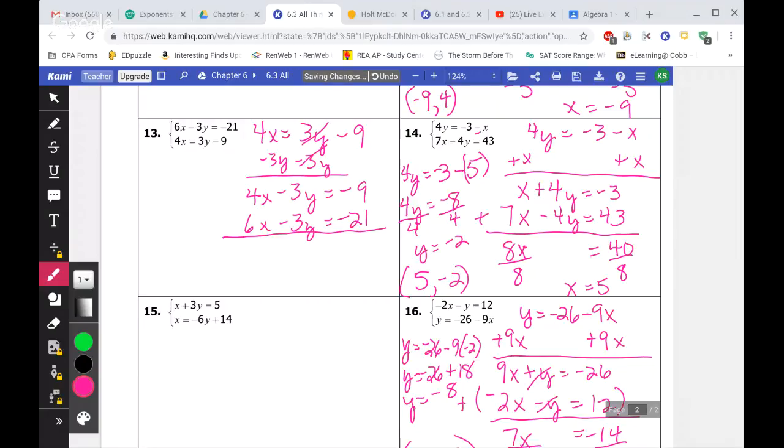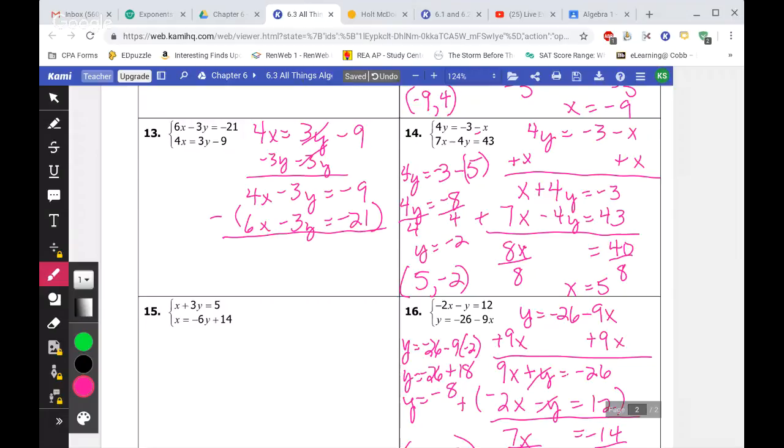Lining up our terms, our x terms, our y terms, and our constants. We want to identify the matching coefficient. So that's going to be the 3 on the y term. Then we want to identify the sign preceding the matching coefficient. In this case, they're both negative. When the signs are the same, you subtract.